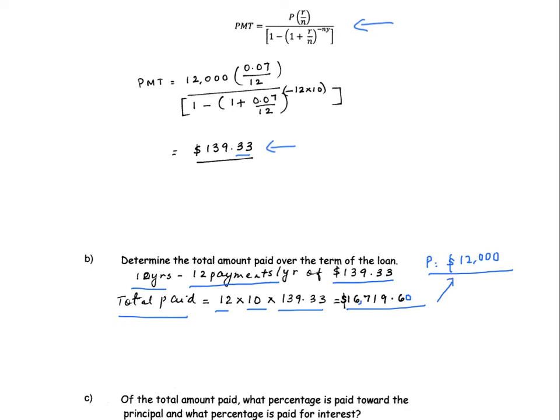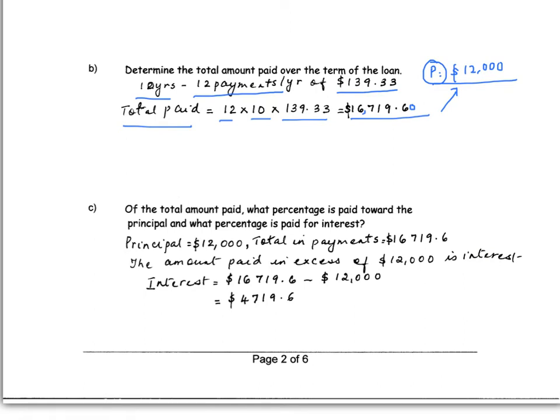So out of the $16,719.60, only $12,000 has gone towards the actual amount that is borrowed. The rest is the interest that we've paid for getting this loan. Out of the amount that we paid, we're trying to figure out what percent goes towards the principal and what percentage is paid towards the interest.